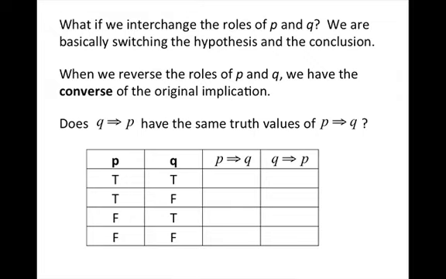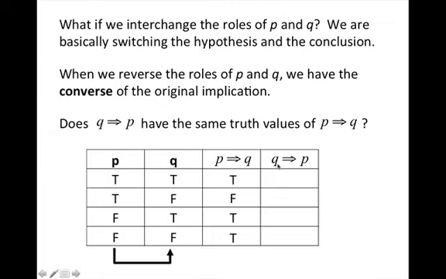Begin with P and Q, and P is true, true, false, false. Q is true, false, true, false. Now for the original implication, P implies Q. Well, P implies Q is only false when the first part is true and the second part is false. So find the row where P is true and Q is false, and that's row 2. This is when the implication is false.